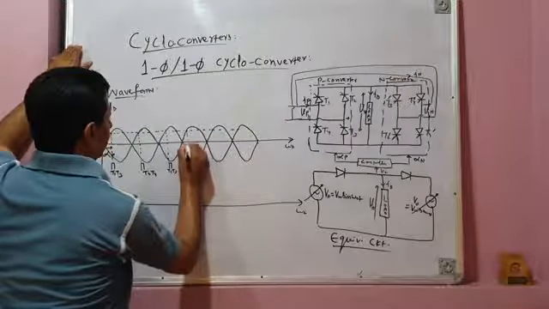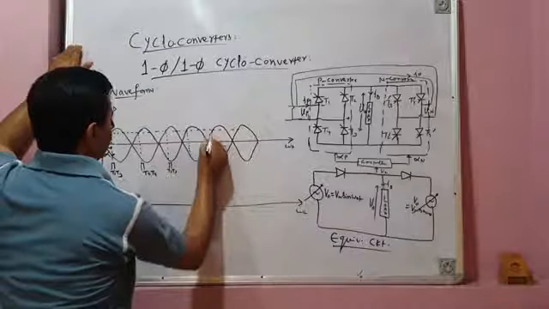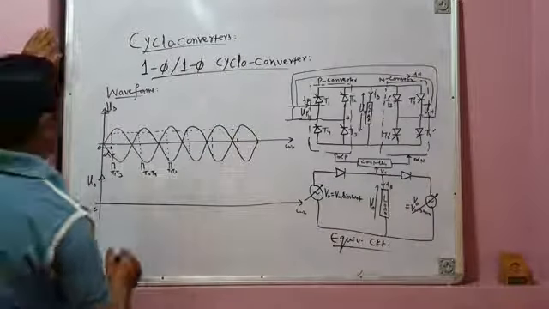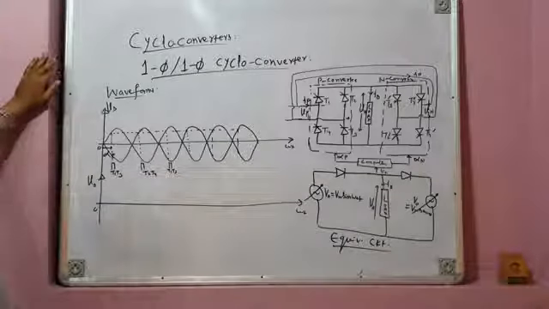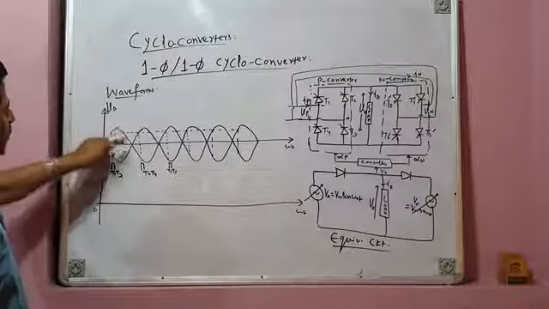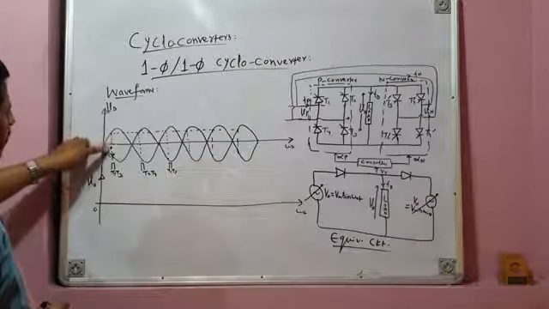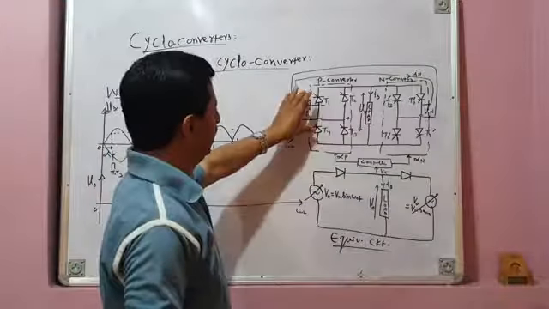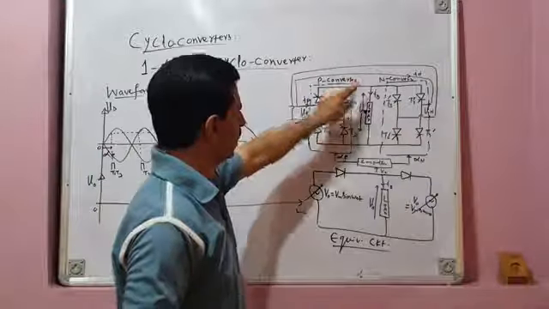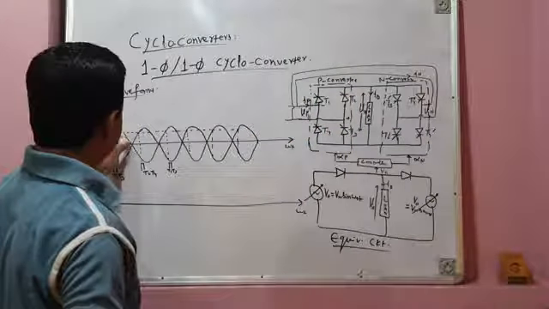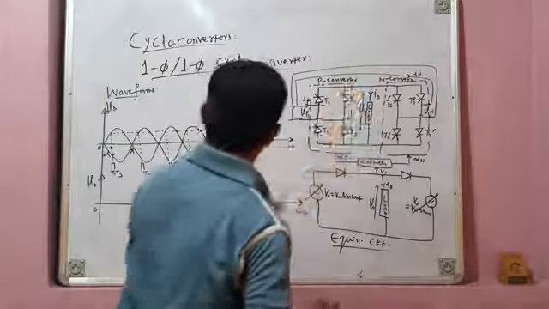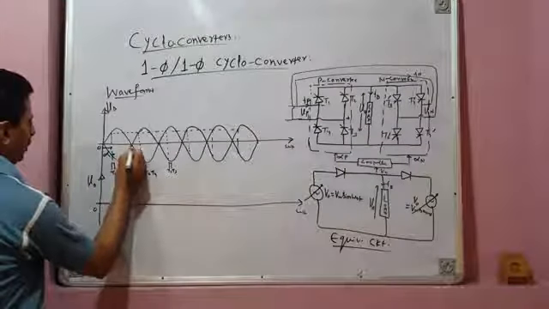Now let me show you the load voltage waveform. Load voltage waveform is like this. During the positive half cycle of source voltage, after a delay of alpha P, the firing pulse is issued simultaneously to T1, T3, and T1, T3 go into conduction, and the remaining segment of the positive half cycle of source voltage, from alpha to pi, gets applied across the load. So that I can show here.